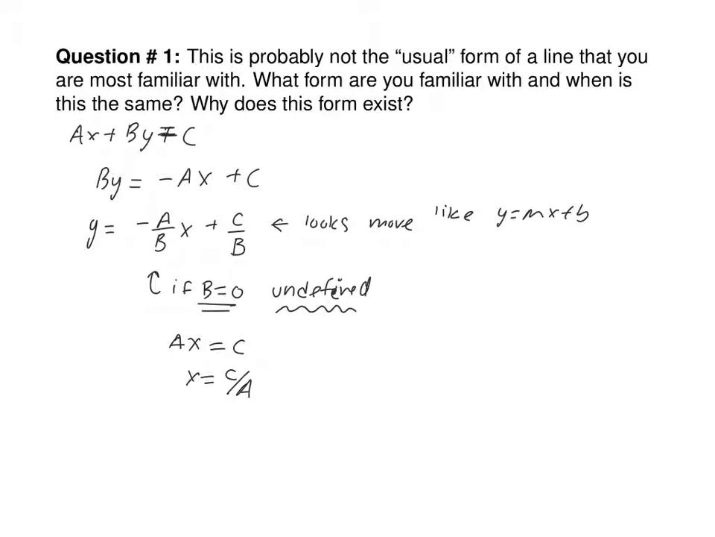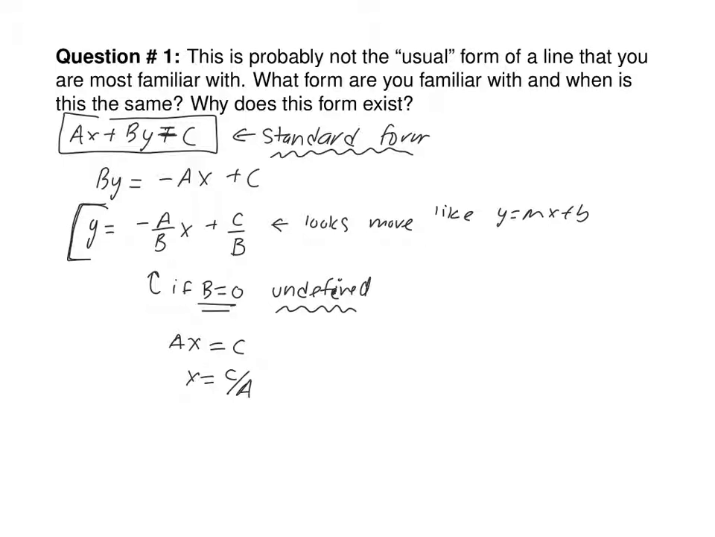So that is why this form exists, because it's general enough that it accounts for every single kind of line, whereas this y equals mx plus b form doesn't account for vertical lines. That's the technicality. But y equals mx plus b is by far the most common one. It's just that this one also exists. Some books call this standard form. I don't know why they do that, because slope-intercept is by far more standardly used, but this one you just call standard form.